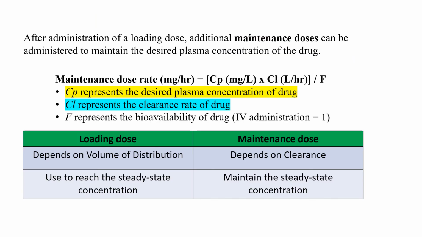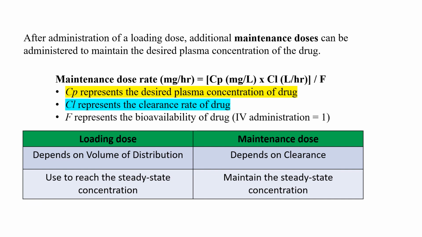After administration of a loading dose, an additional maintenance dose can be administered to maintain the desired plasma concentration of the drug. Unlike the loading dose, which depends on the volume of distribution, the maintenance dose depends on the clearance. In case of seizure, we first control the seizure by giving a bolus dose and reset the steady state plasma concentration, following which we have to maintain the steady state plasma concentration. For that, we need the drug clearance rather than the volume of distribution.